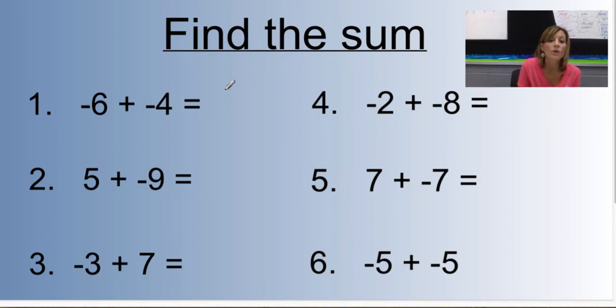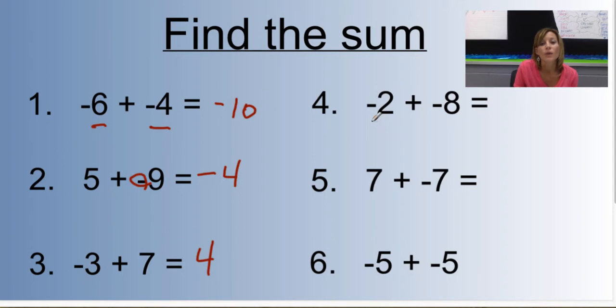Okay, we're back to no coins and no number line. We're just talking about same sign, different signs. So I have negative 6 plus negative 4. This is a same sign rule, so we add them up. Negative 6 plus negative 4 is negative 10. Number 2, we've got 5 plus negative 9. So we have a positive 5 plus a negative 9. It's going to result in a negative 4. Number 3, we have a negative 3 plus a positive 7. These are both different signs. So negative 3 plus 7 is going to result in a positive 4.